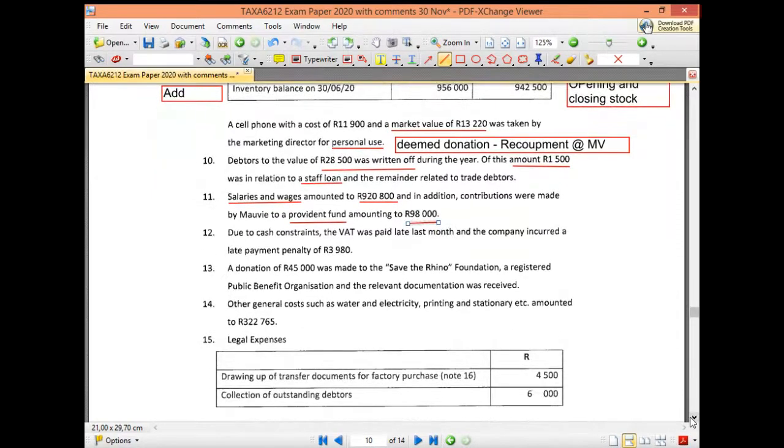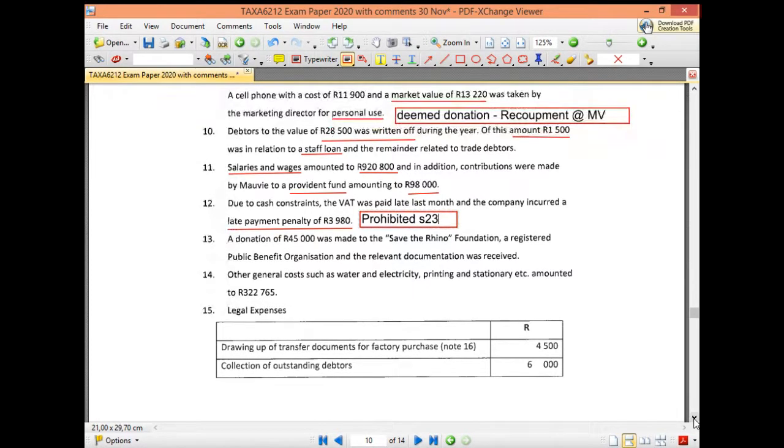Then they tell you due to cash constraint, the VAT was paid late and the company incurred a late payment penalty. Now we know that any penalties or interest is prohibited in terms of section 23. Okay, so we cannot deduct it, but you have to show that it is prohibited.